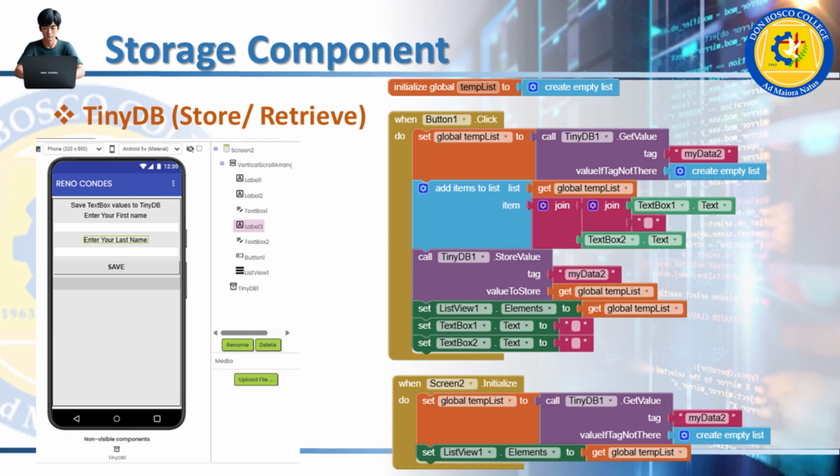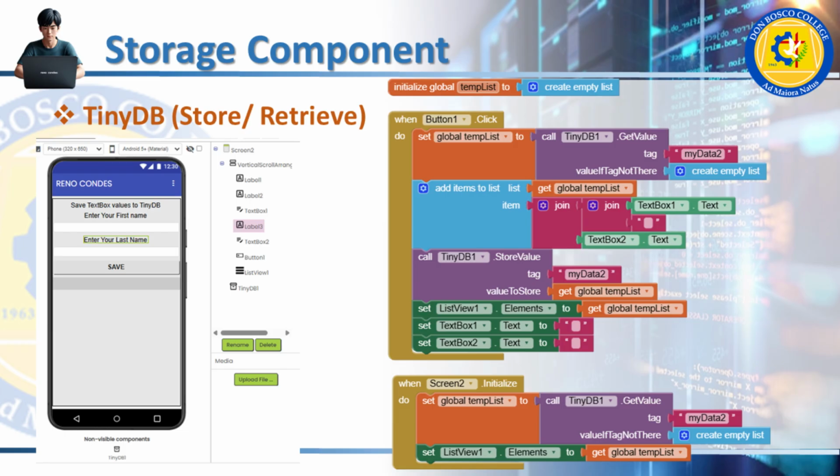The next block of code means that when the button Save is clicked, the program first retrieves a list of data stored under the tag MyData from TinyDB1 and assigns it to the global variable temp list, using an empty list if no data exists yet. Then, it takes the text entered in text box 1 and adds it to temp list. Finally, it saves the updated temp list back into TinyDB1 under the same tag, MyData.